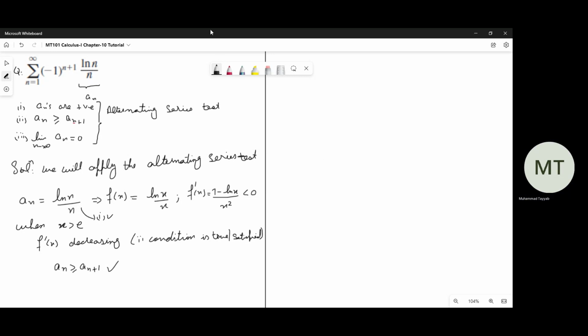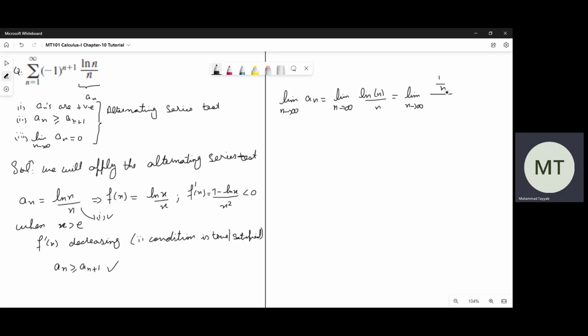In the third condition, limit n tends to infinity of a_n, that is, the limit as n tends to infinity of natural log of n divided by n. If we directly apply the limit, natural log of infinity by infinity is an indeterminate form. So we apply L'Hopital's rule. The derivative of natural log of n is 1 upon n, and the derivative of n is 1. So 1 upon n, as n goes to infinity, goes to 0, and 0 divided by 1 is equal to 0.